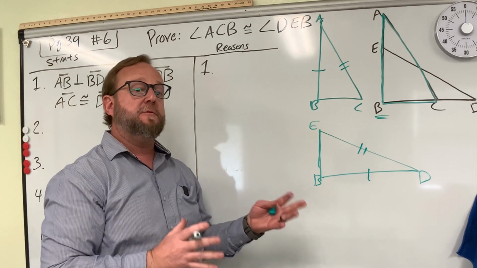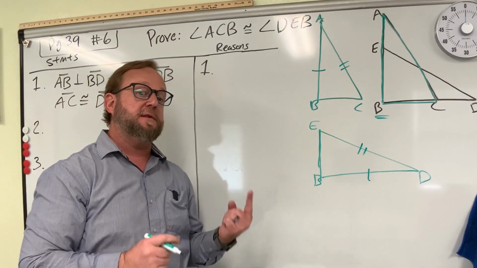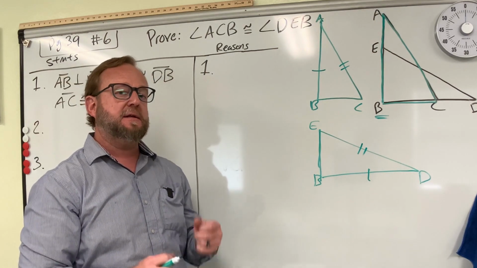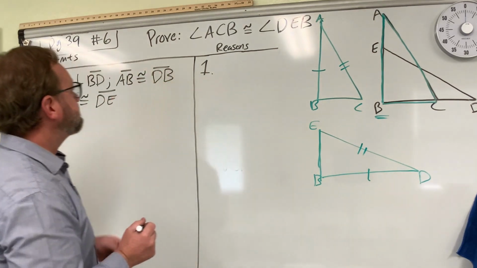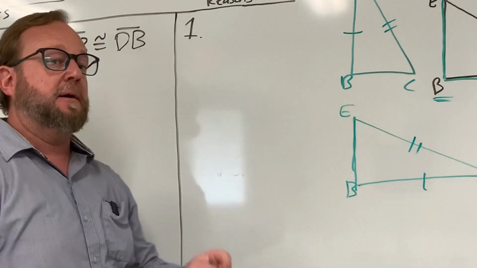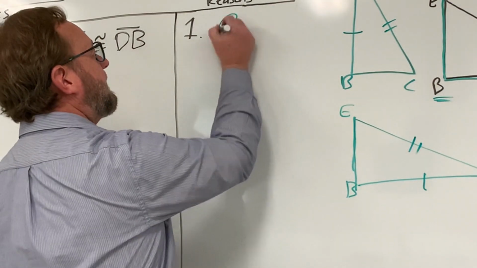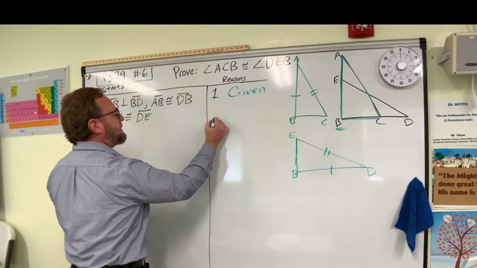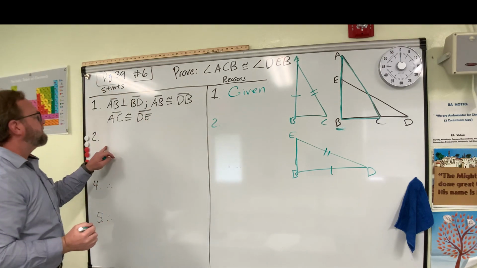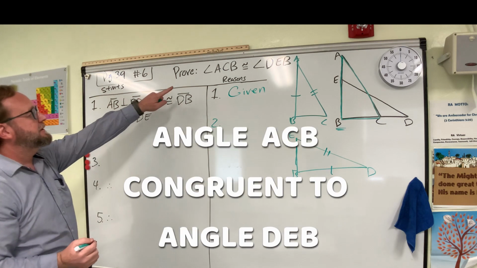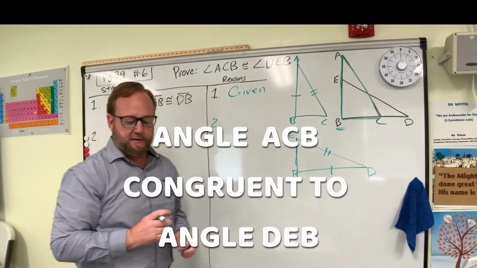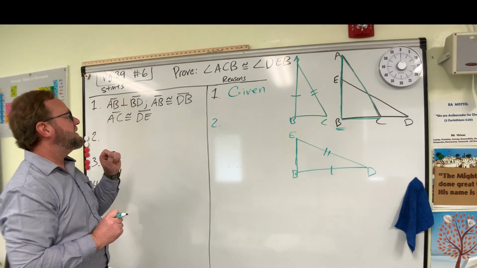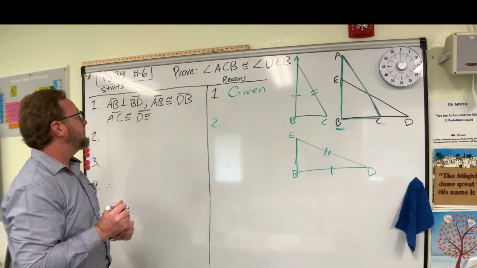When you're looking to prove triangles are congruent, always start with the sides first, and then if you can't prove a third side or a second side, then start looking for angles. What's my reason number 1? Always given. Statement number 2. Well, we're trying to get to prove this. Let's look at our given and see what do we need to do next.